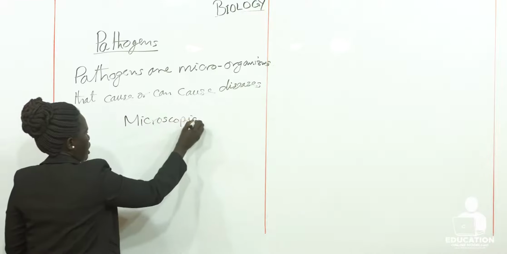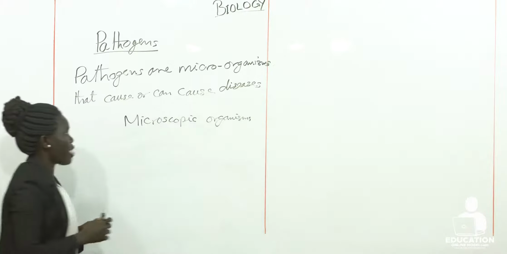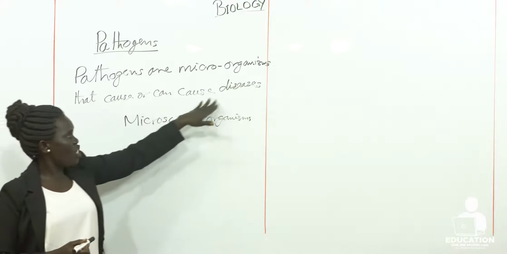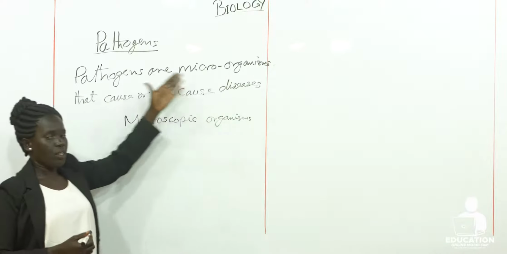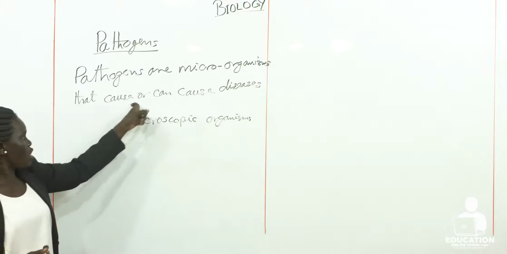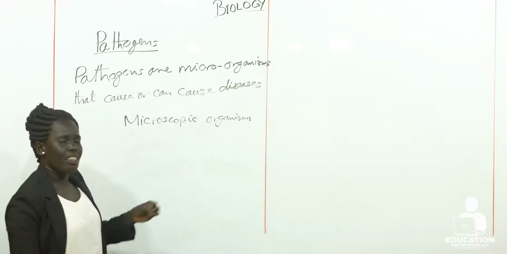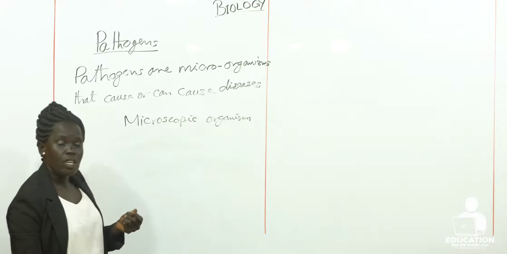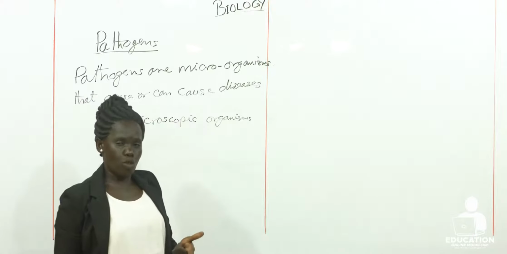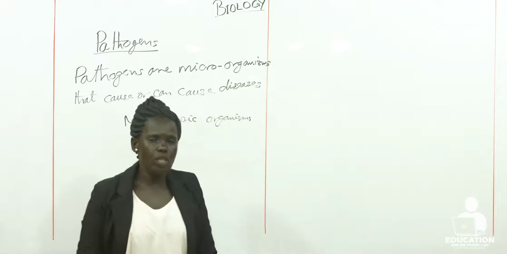Microscopic organisms. So when you define it, pathogens are microorganisms that cause or can cause diseases. Or you can define it, pathogens are microscopic organisms that cause or can cause diseases. They are the same. Microscopic means they are very tiny living organisms, cannot be seen by naked eye unless we use a microscope. As I said, a parasite normally is smaller compared to the host.